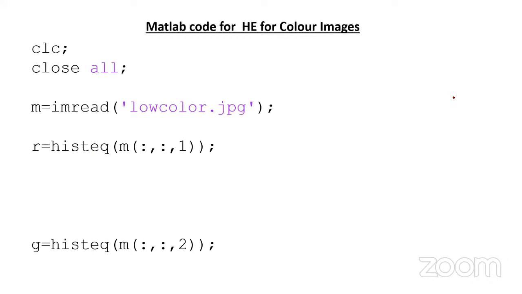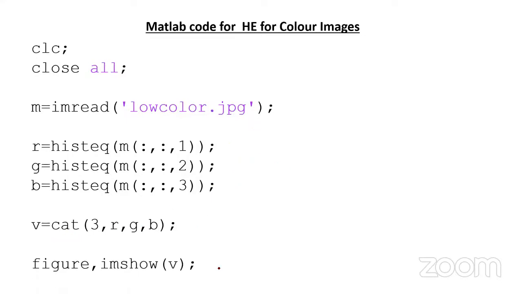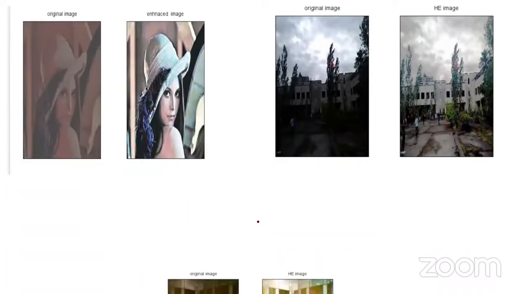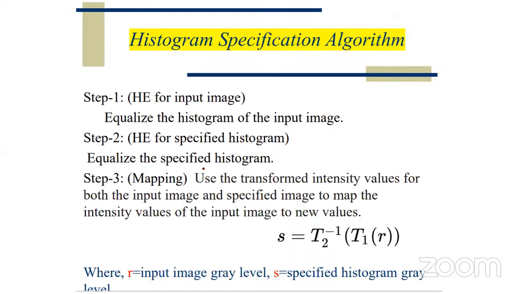We apply histogram equalization for all three channels, R, G, and B. After that we concatenate, that means we merge all three channels by using the cat function, and the resultant image is shown with imshow. So that will give the output. We have discussed all these input and output images, the original image and the color images after contrast enhancement, with hands-on and complete algorithms, yesterday and in previous sessions.